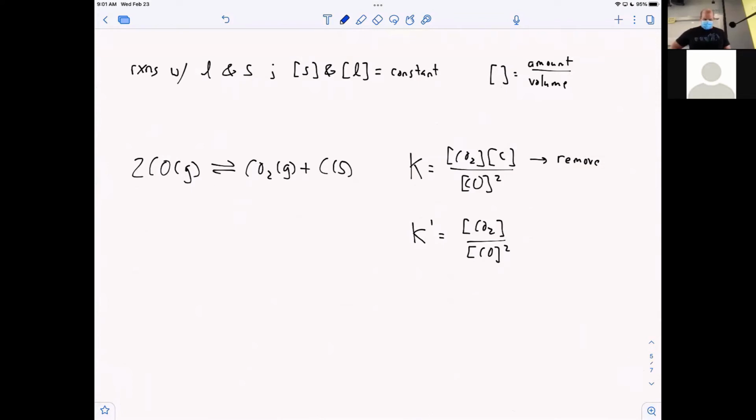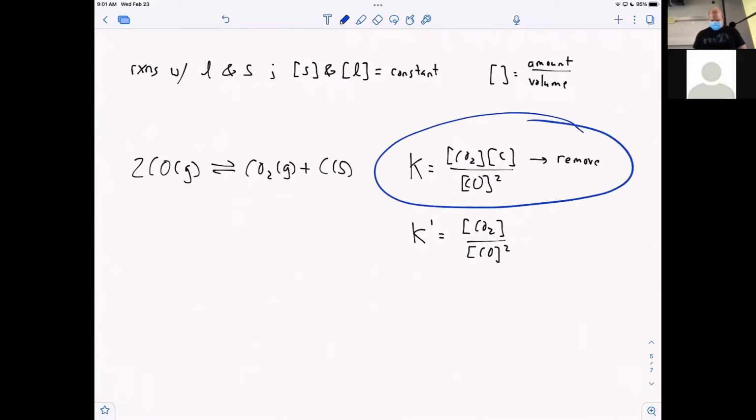Okay, where we're at, we're talking about equilibrium. When you have a chemical reaction, if you look at this equation here, carbon monoxide in equilibrium with carbon dioxide and carbon. You would think that the equilibrium constant is products over reactants. So the concentration of carbon dioxide, concentration of carbon, divided by the concentration of carbon monoxide squared.